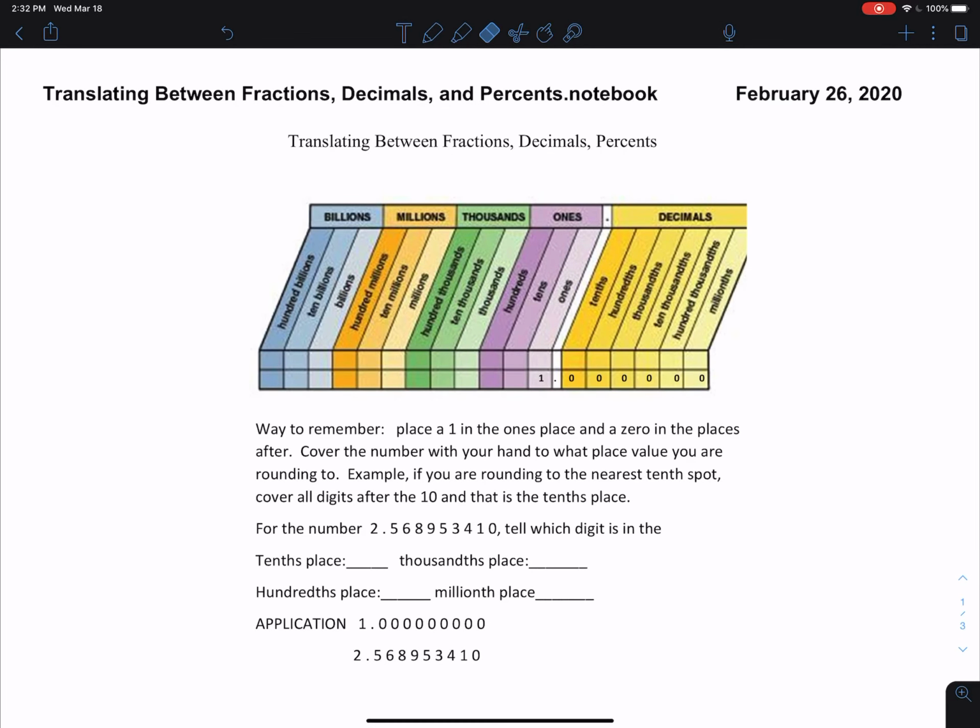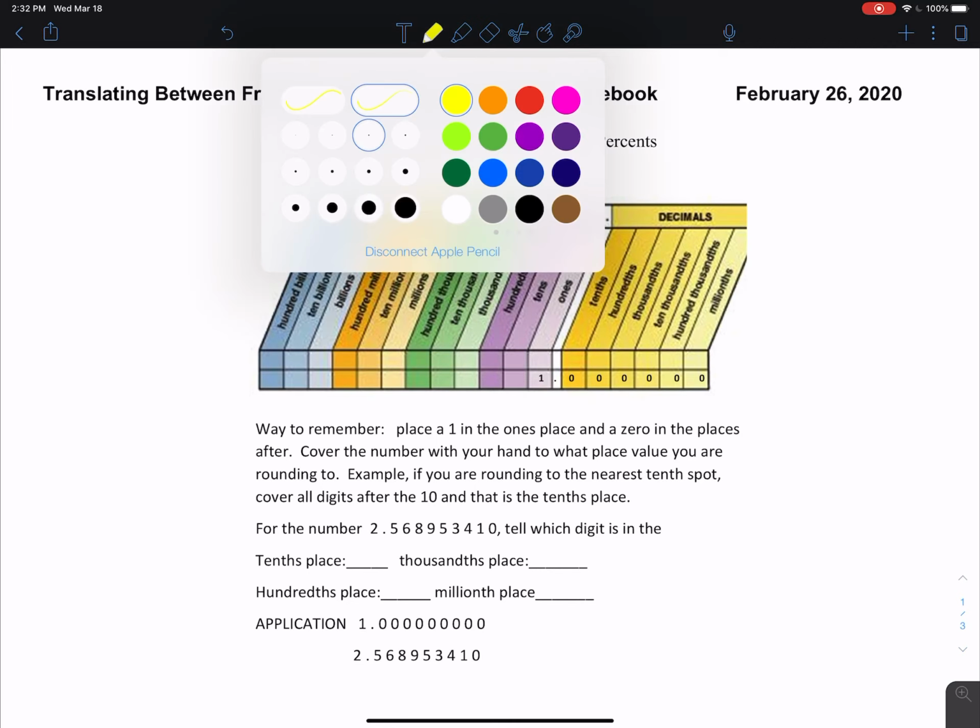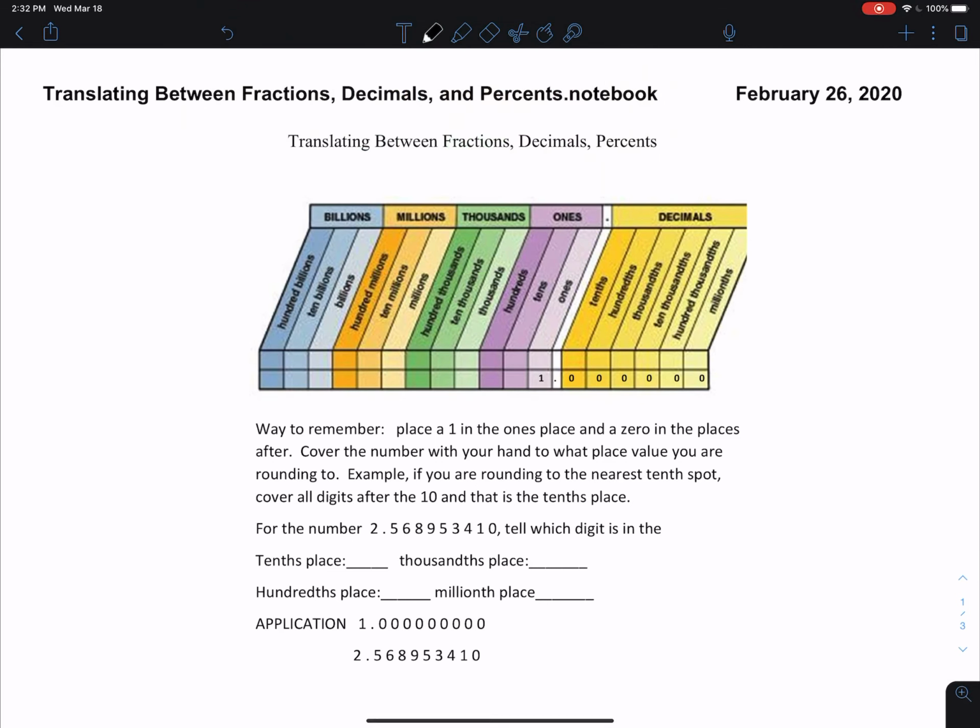Today we're going to look at translating between fractions, decimals, and percents. First, we're looking at decimals and identifying all of the different place values. When we're talking about our place values, it generally helps to start from the decimal point. As you go to the left, we have our whole number place values that start with ones, tens, and hundreds. They're a part of the ones period or group.